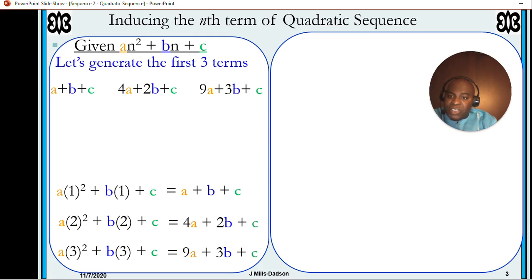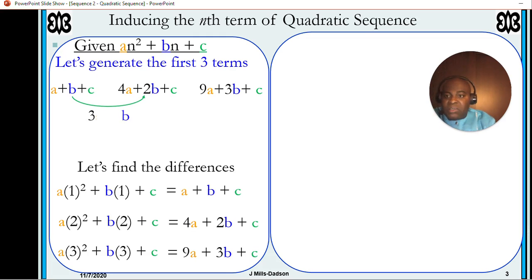So I've now formed quadratic expressions. I'm still going to use the same principle by finding the differences between the terms. And to find the differences, it's always the current minus previous. So 4a minus a, 2b minus b, and c minus c. And if you did that correctly, our first difference will be 3a plus b. Next one, 9a minus 4a, 3b minus 2b, and c minus c. Also, if you did that correctly, you're going to get 5a plus b.